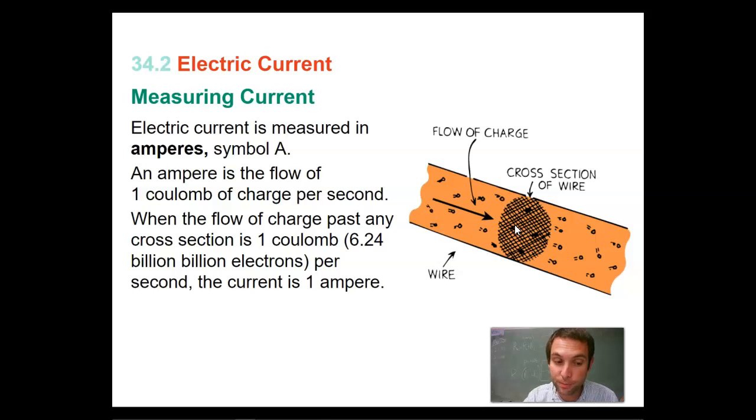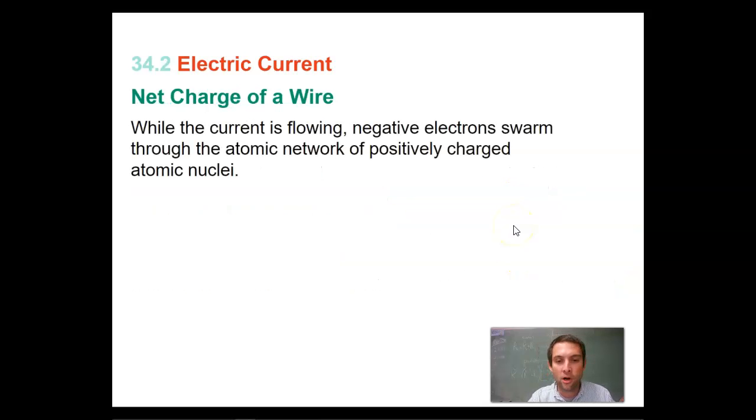and 1 coulomb equals 6.24 billion electrons per second, the current is 1 ampere. That's a huge number. A whole bunch of electrons flowing through this section of the wire. While the current is flowing, negative electrons swarm through the atomic network of positively charged nuclei. So these electrons are jumping from positively charged atom to positively charged atom. That's what conductors are. It's just a collection of positively charged atoms.